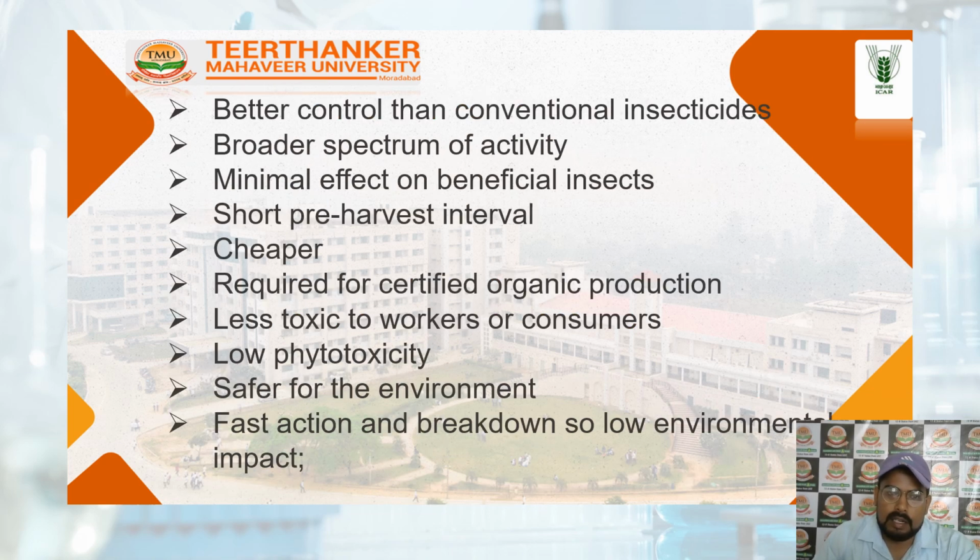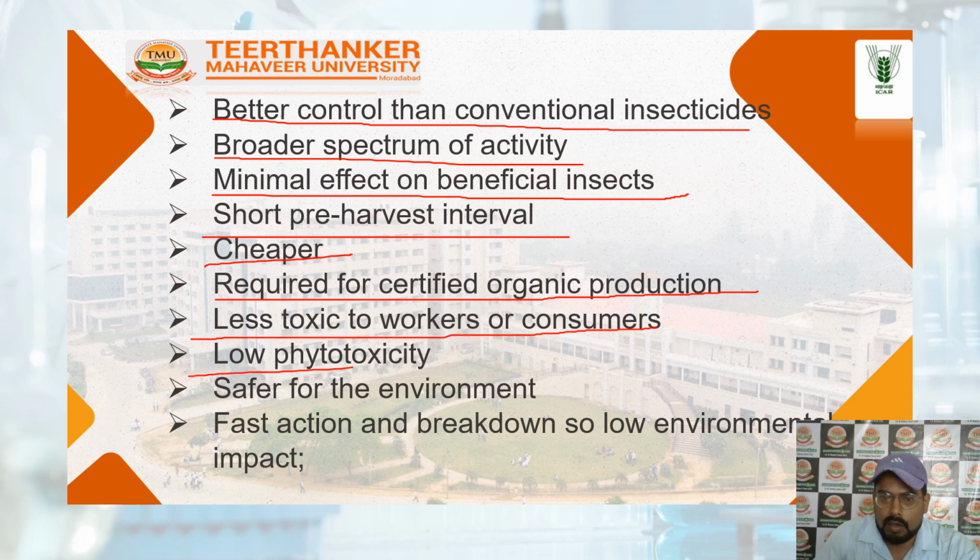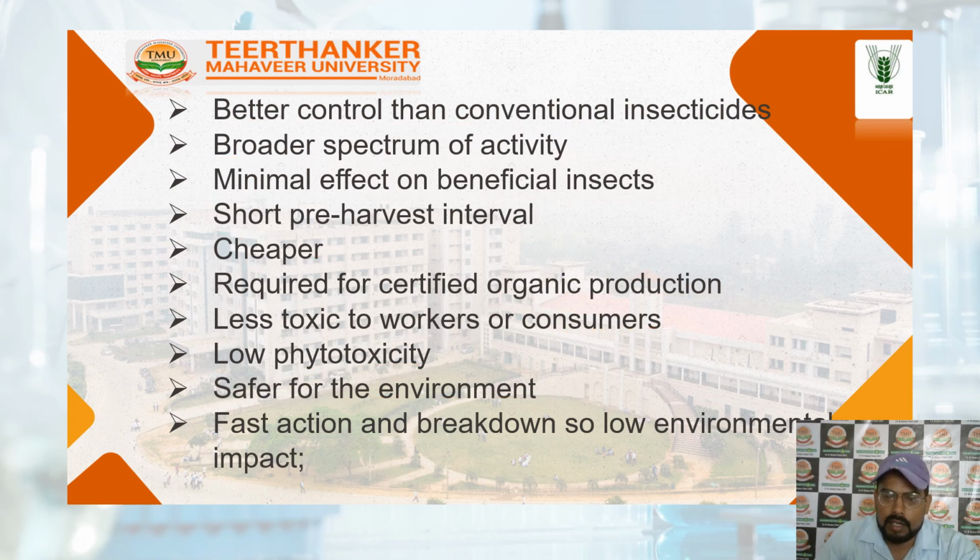The different characters of biorationals are: better control than conventional insecticides, broader spectrum of activity, minimal harm to beneficial insects, short pre-harvest interval, cheaper requirements for certified organic production, less toxic to workers and consumers, low toxicity, and safer for the environment. So these are the characters of biorationals.